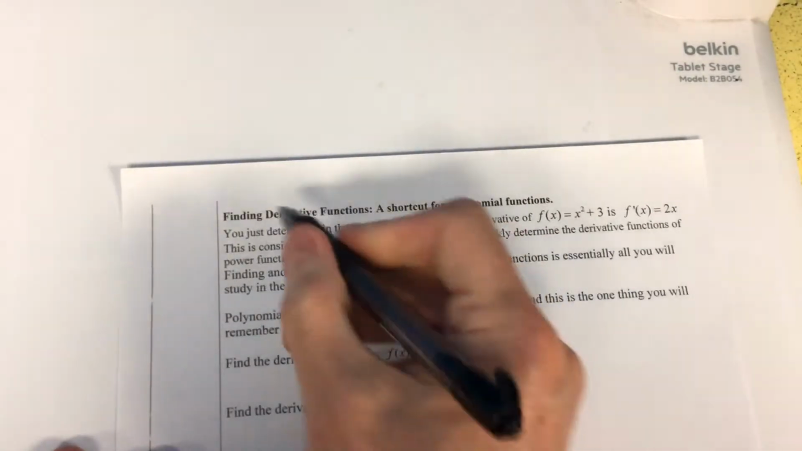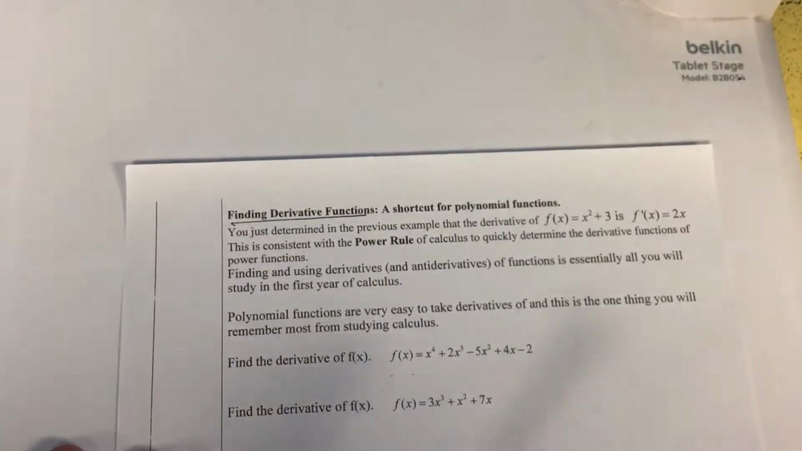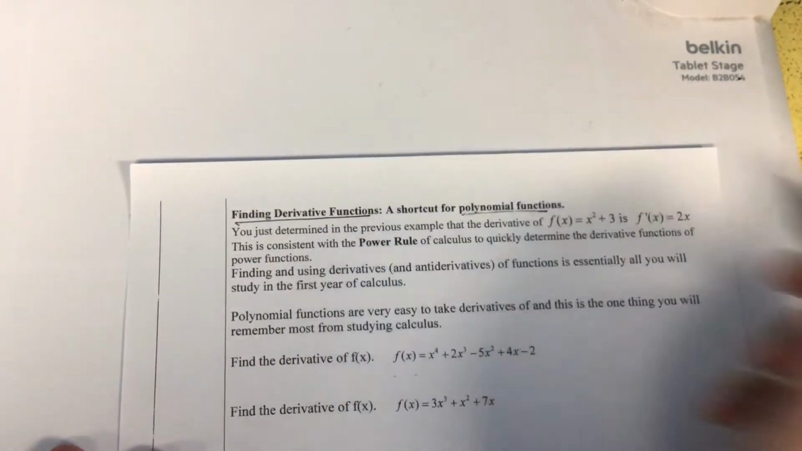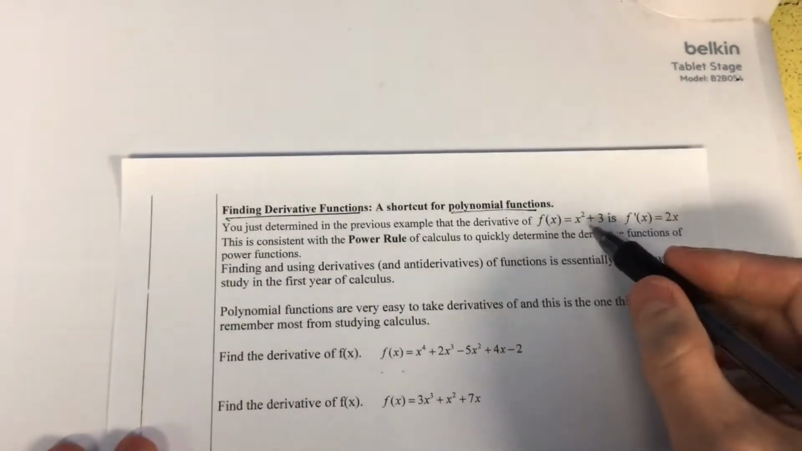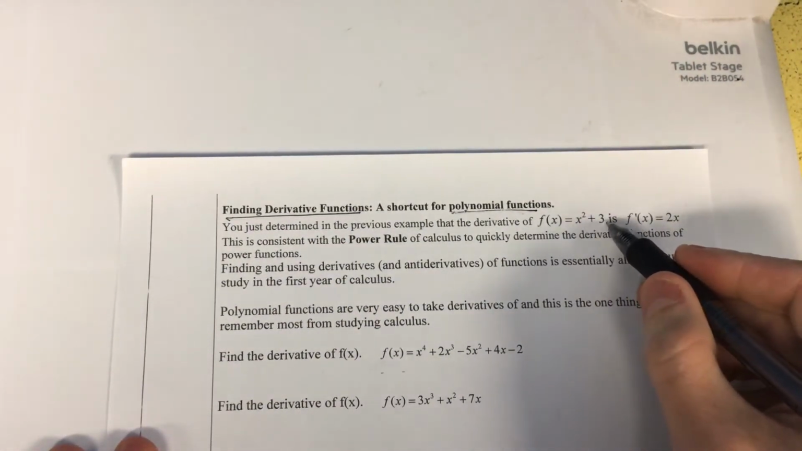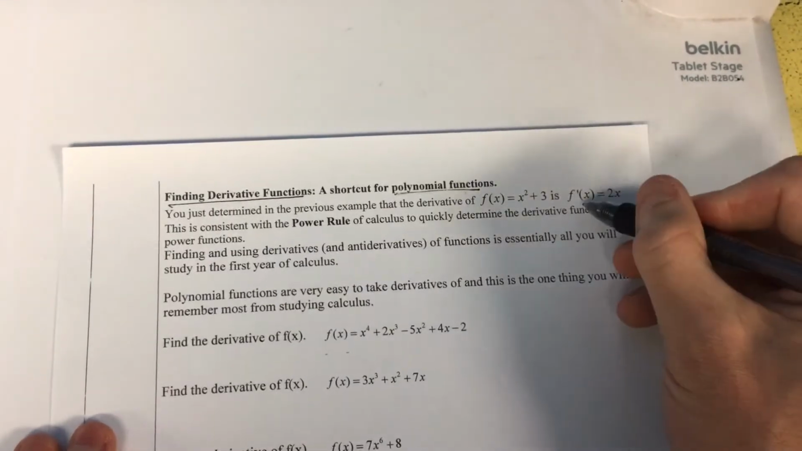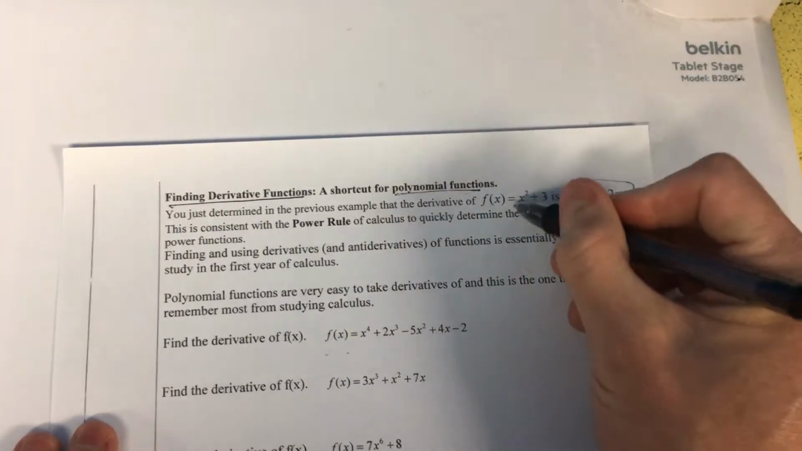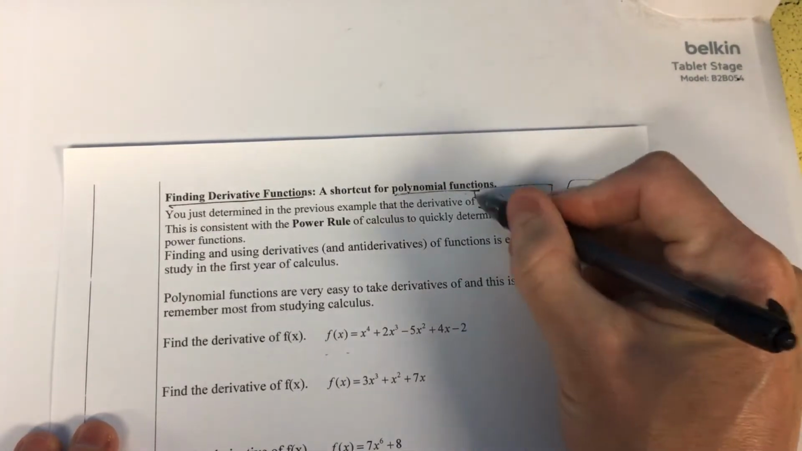It's a shortcut for finding the derivatives of polynomial functions. So polynomial functions, just simple ones like x squared plus 3. We did it all the long way and we figured out the derivative is 2x. So keep this one in mind, because in a second I'm going to show you the shortcut.